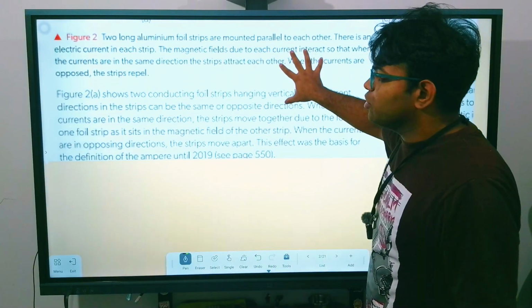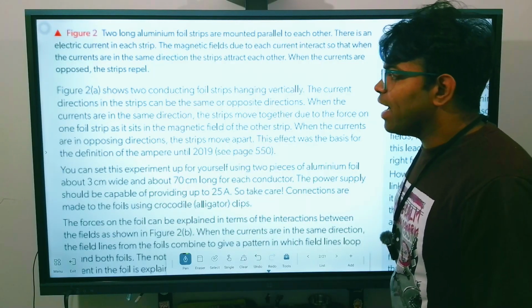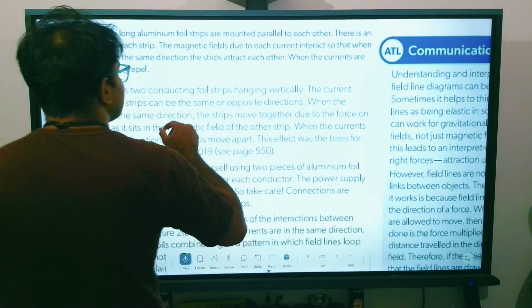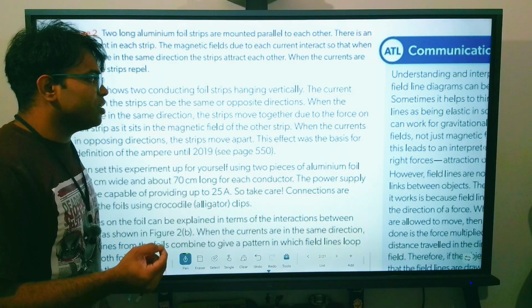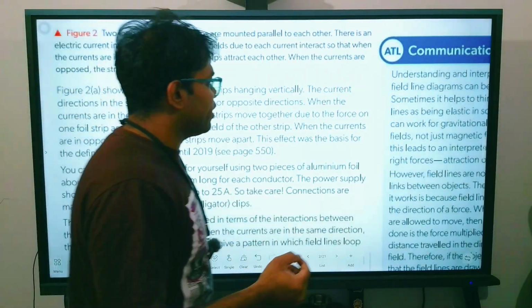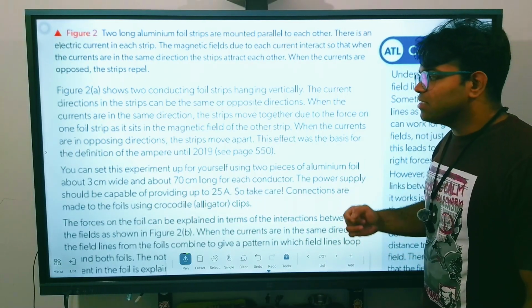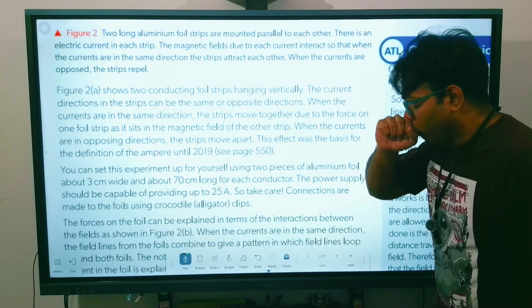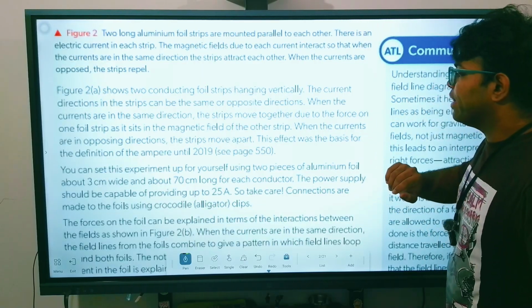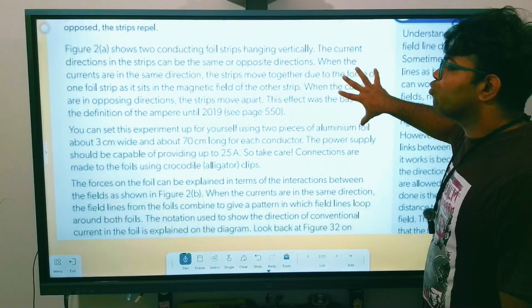Now, figure 2a shows two conducting foil strips hanging vertically. The current direction in the strip can be the same or in the opposite direction. When the currents are in the same direction, the strips move together due to the forces on one foil strip as it sits in the magnetic field of the other strip. When the currents are in opposing directions, the strips move apart.